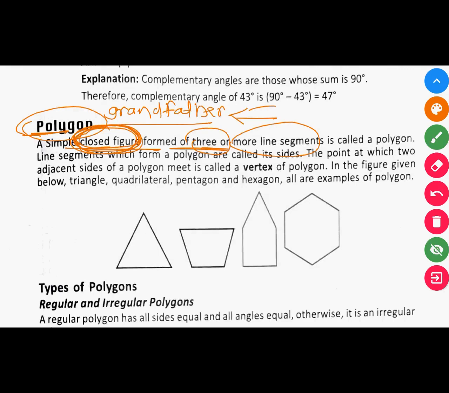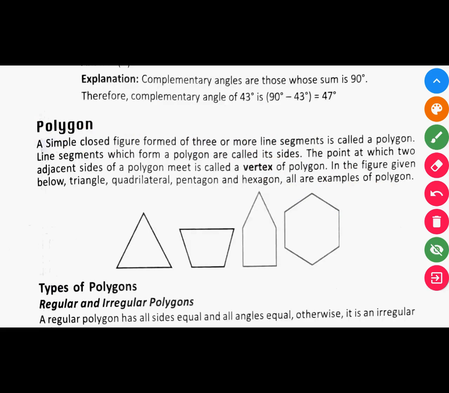And triangle, square, rectangle, pentagon, hexagon, octagon, all are its children. Okay. So closed figure made up of 3 or more than 3. मतलब 3 भी चलेगा और 3 से ज्यादा भी चलेगा. So 3 and more than 3 line segments come together, join together to form a figure. It is known as polygon.